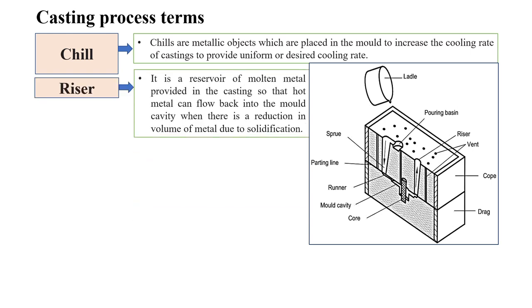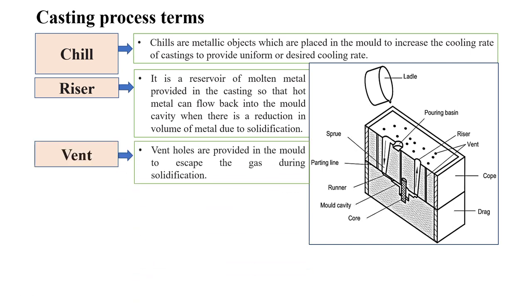Riser. A riser is the reservoir of molten metal provided in the casting so that hot metal can flow back into the mold cavity when there is a reduction in the volume of the metal due to solidification. Molten metal generally contracts during solidification, so to compensate for the shrinkage, the molten metal flows back into the mold cavity from the riser.